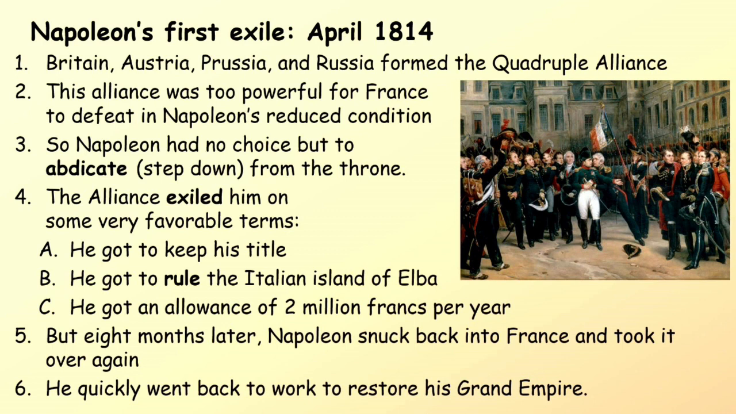One, he got to keep his title. Next, he got to rule the Italian island of Elba, not just live there, but be in charge. And third, he got an allowance of 2 million francs per year. A great deal. But 8 months later, Napoleon snuck back into France and took it over again. And he quickly went back to restore his grand empire.